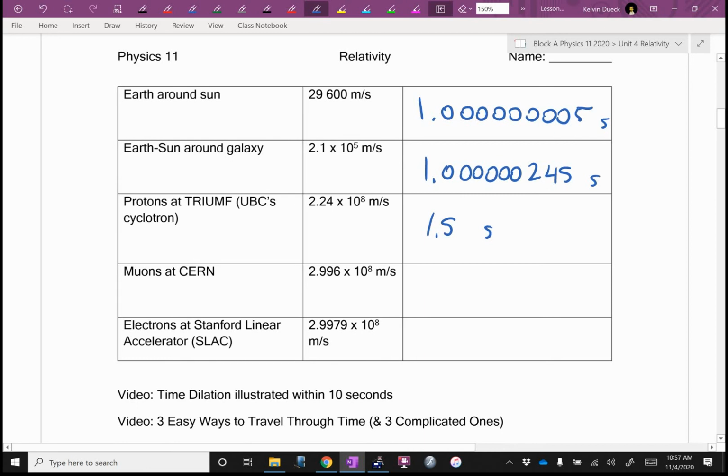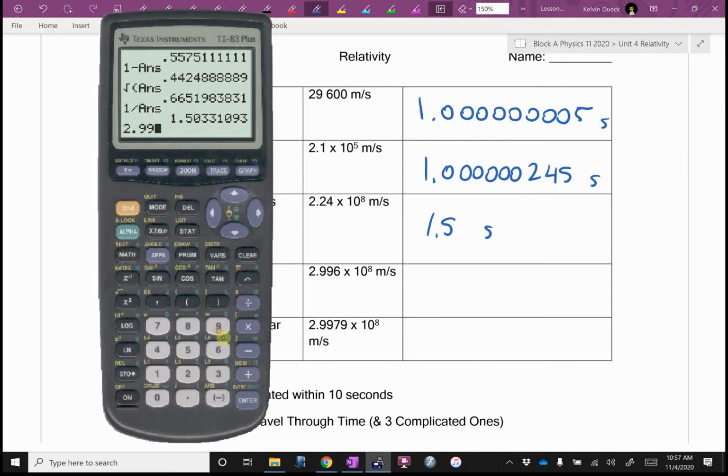CERN has the Large Hadron Collider. They get muons up to 2.996 times 10 to the 8th, divided by 3 times 10 to the 8th, squared. 1 minus that. Square root of that. 1 divided by answer button. For every second that these muons experience, how many seconds do the researchers experience? 19.4 seconds.